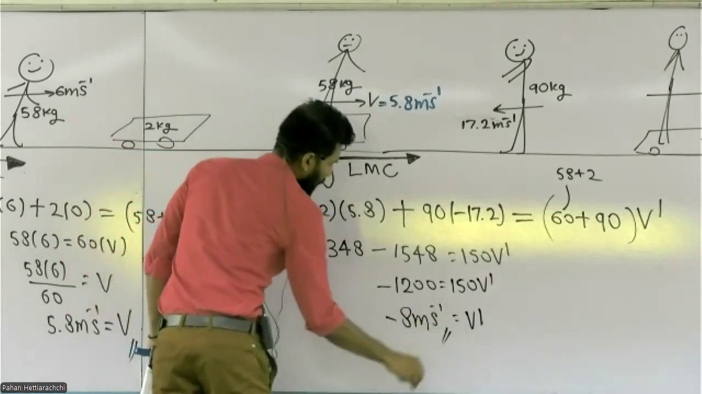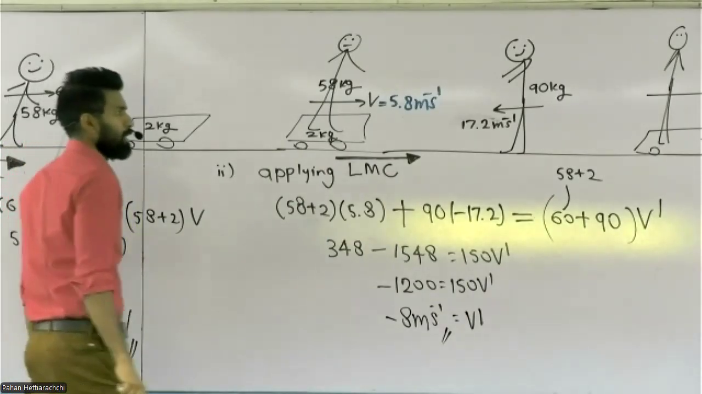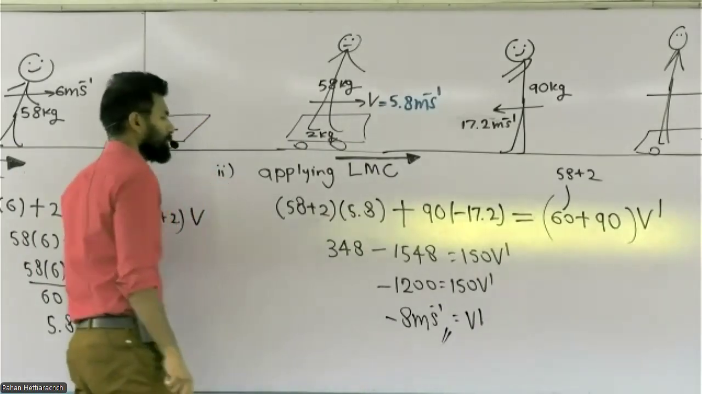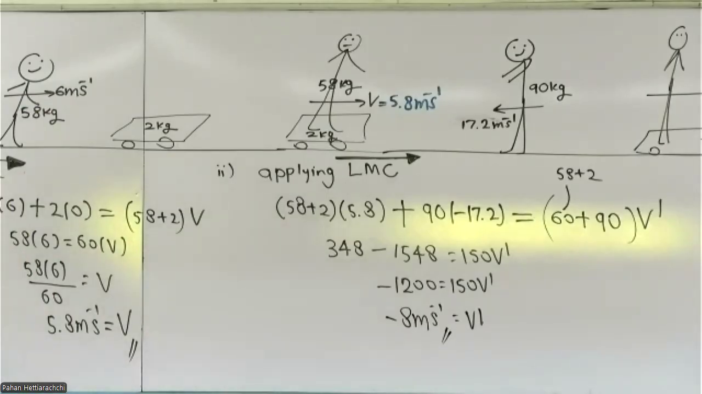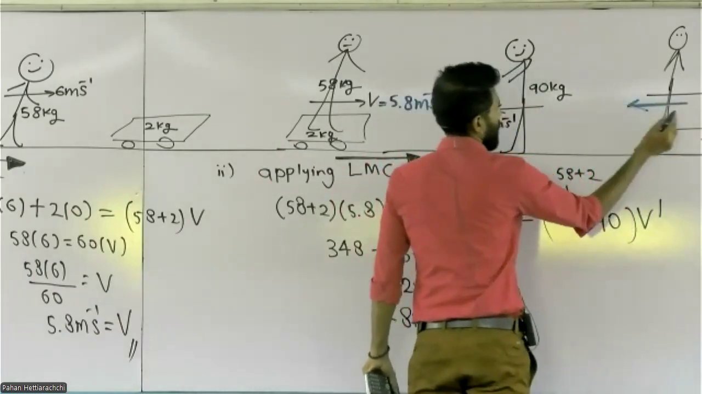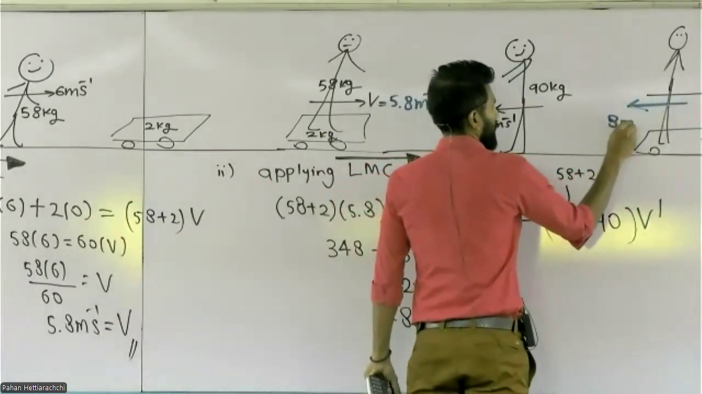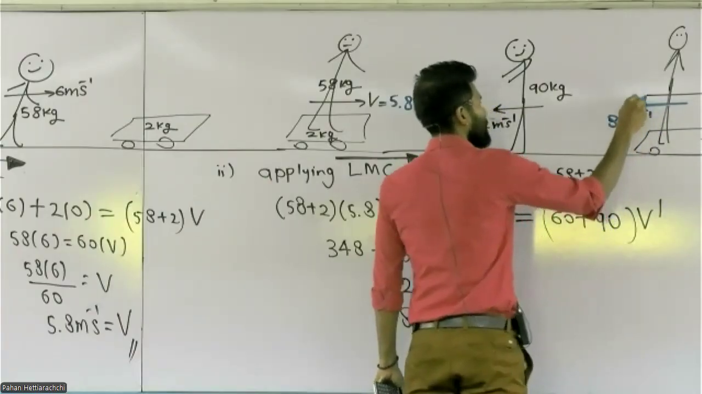So I got a minus mark again, no worries. That means after the second man jumps onto the trolley, the trolley has changed its direction. Now the complete system is moving in a backward direction with a velocity of 8 meters per second. So that is the meaning of that minus mark.